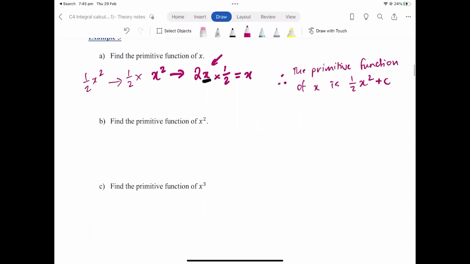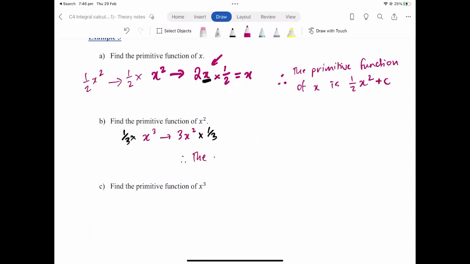Alright, what about part B? Find the primitive function of x squared. What function, when I differentiate it, gives me an x squared term? Same idea. It's going to be x cubed. x cubed is the function that when I differentiate it, I get, in fact, 3x squared. But just like before, I don't want 3x squared, I want x squared. So what do I need to do to 3x squared to turn it into x squared? Hopefully you realize, by multiplying it by a third, and doing that on both sides.